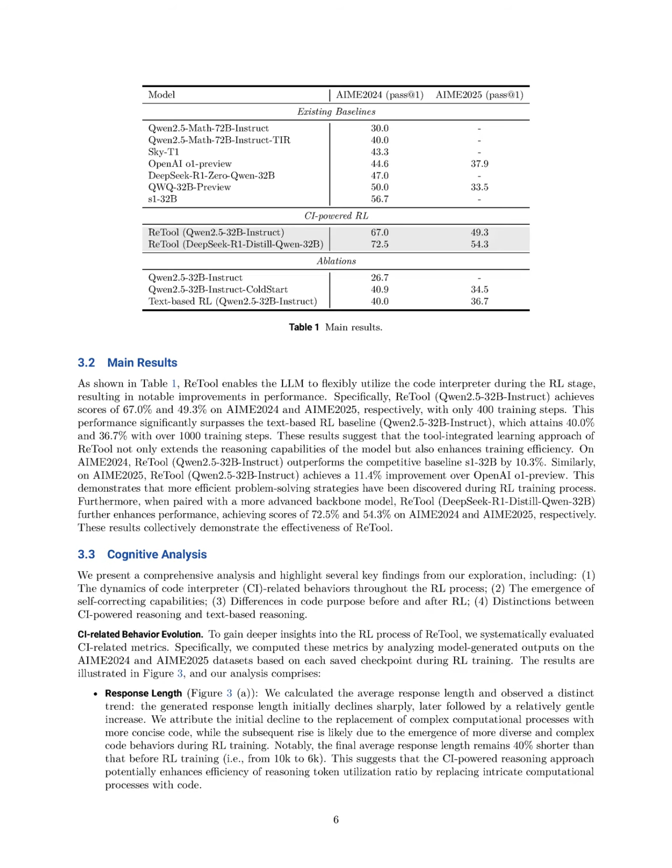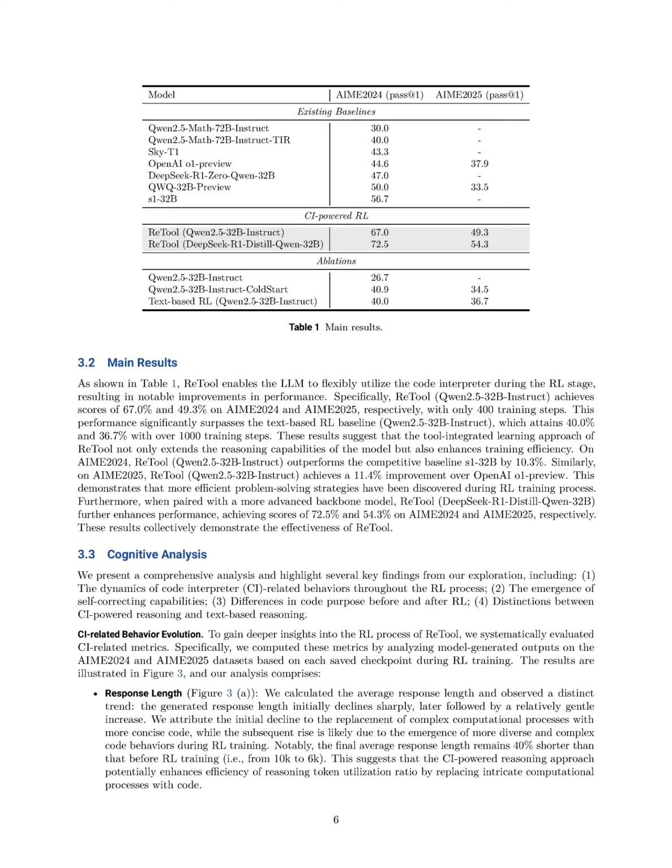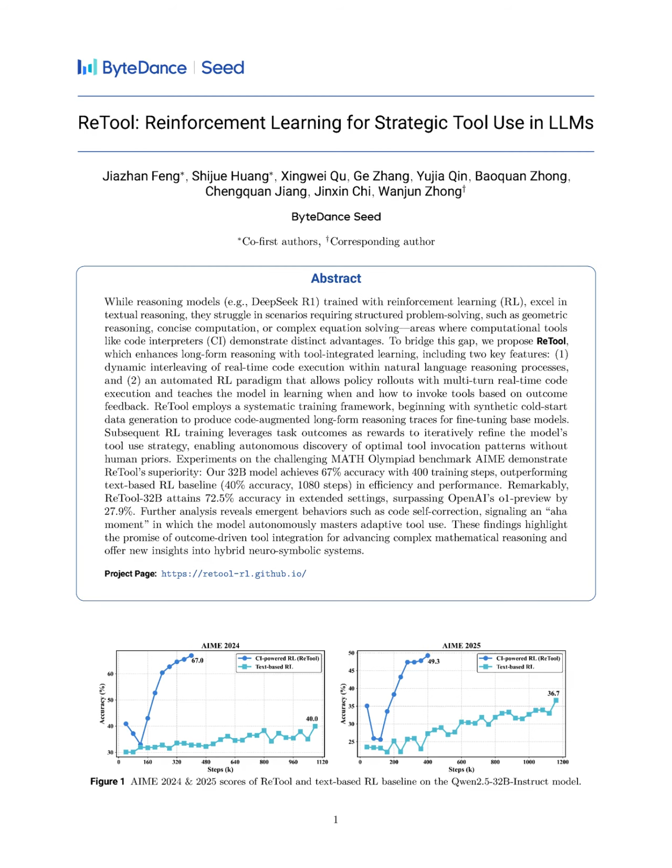Performance metrics included accuracy scores on the AIME benchmarks, where ReTool achieved 67.0% accuracy on AIME 2024 and 49.3% on AIME 2025, significantly outperforming the text-based RL baseline, which achieved 40.0% and 36.7% accuracy, respectively. The evaluation involved repeating the test set 32 times to ensure stable results, and comparisons were made against competitive baselines to assess the effectiveness of ReTool's tool-integrated learning approach.